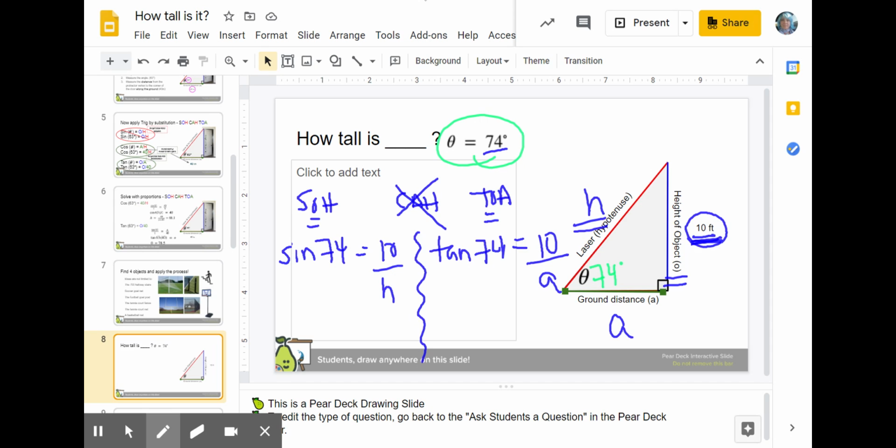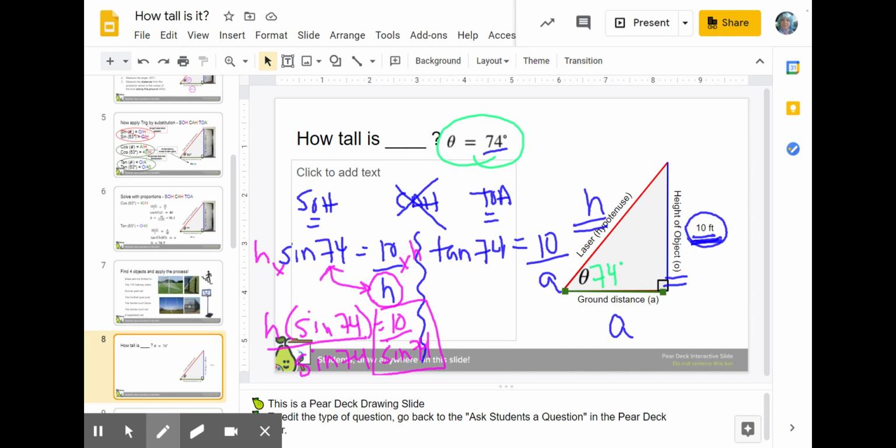So here it's a little bit different because we have a variable on the bottom. So we've got to multiply by that variable, right? So h times sine of 74 equals 10. And then we've got to divide by sine of 74. Divide by sine 74. So the algebra gets a little bit weird. If you have a variable in the denominator, basically you just switch those two things.